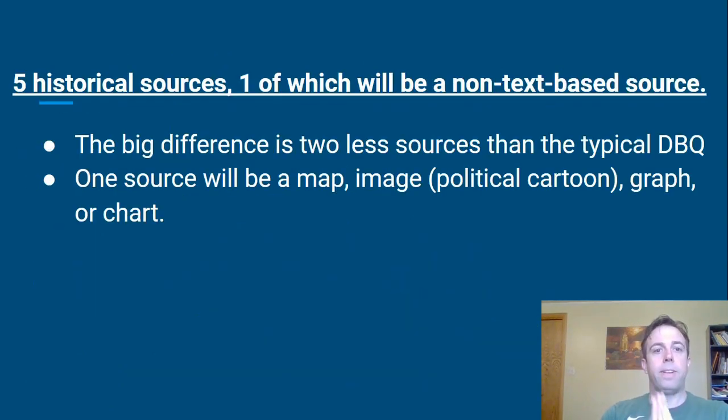Okay, so let's jump into those points. First thing is the 5 historical sources, one of which will be non-text based. So the big difference is it's 2 fewer sources than the typical DBQ. The typical DBQ was 7 sources, and you had to use at least 6 of them well. In the past, we've always seen 1 or more of those sources be a map or an image, a lot of times political cartoons, a graph, or a chart. So they're going to tell you one of these will be a non-text-based source, while the other 4 will definitely be text-based sources.